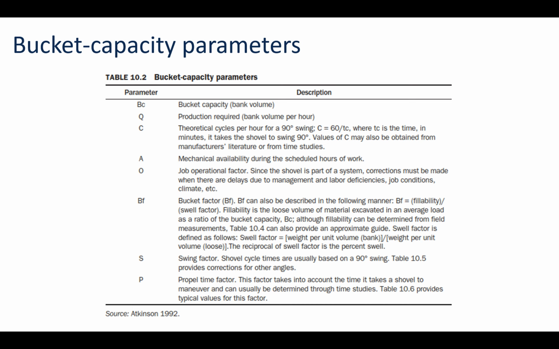Then swell factor is defined as the weight per unit bank volume, so pounds per cubic foot, tons per cubic foot, and then the weight per unit volume loose, right? So you have the weight per unit bank volume divided by the weight per unit loose volume. And that gives you the swell factor, sometimes called the balking factor. And then the reciprocal of the swell factor is the percent swell. So it would give you what percentage it increases.